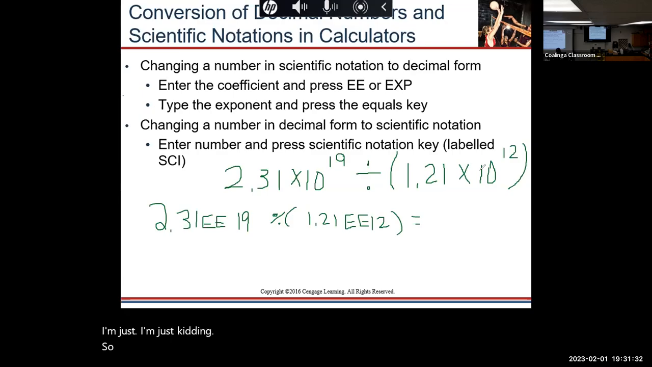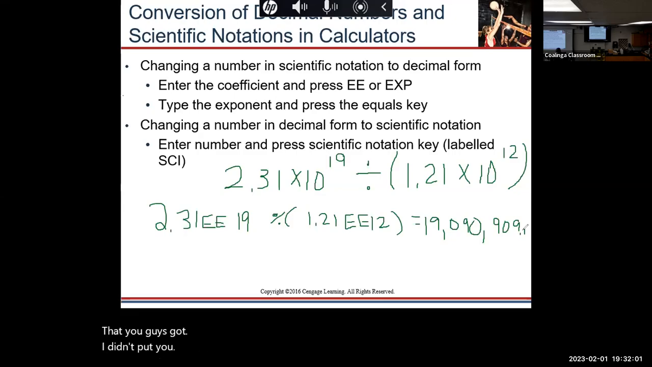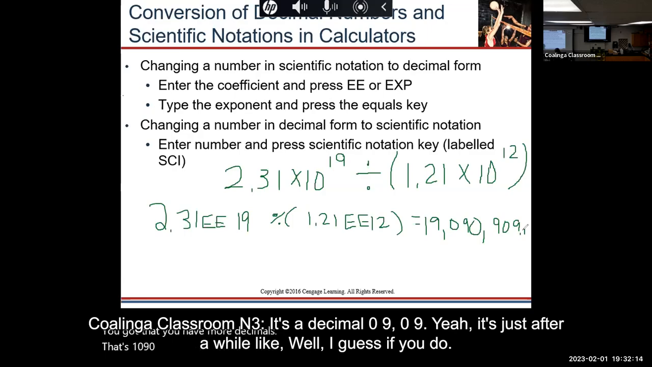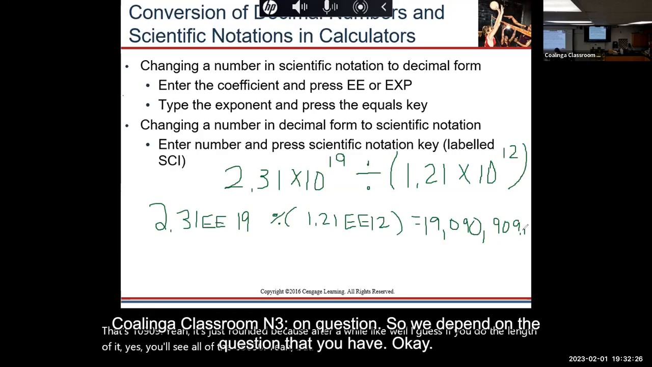So, did you guys get it? What did you guys get? I didn't put the decimal. I got the same answer, but I also have the decimals. It's 09, 09, 09, it's just rounded. After a while, if you look at the length of it, you'll see all of the 09s. Do you have to add that or not? Depends on the question. So it'll be dependent on the question that you have.